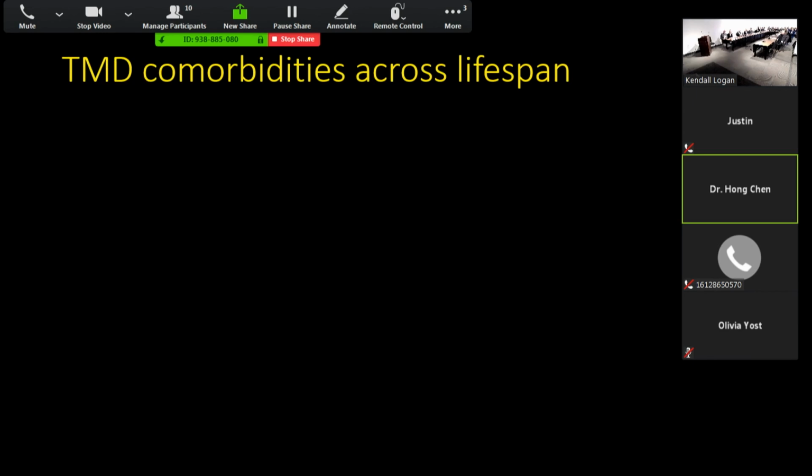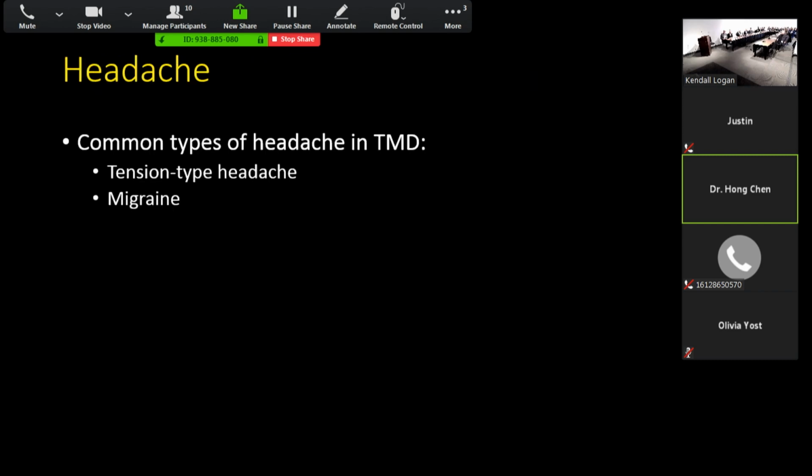Interestingly, if you look at the common comorbidities of TMD across the lifespan, here is what you will see. First, let's look at headaches. Generally speaking, headache and TMD commonly coexist. About 80 to 90% of our clinical TMD patients report frequent headaches, mainly of tension type or migraine. And in the headache clinic population, about 50 to 60% fulfill a TMD diagnosis.